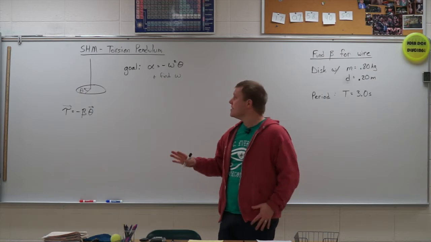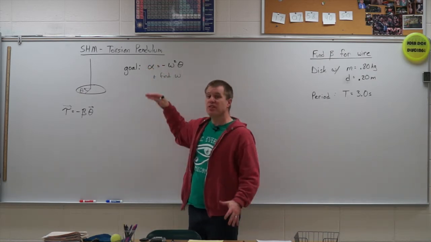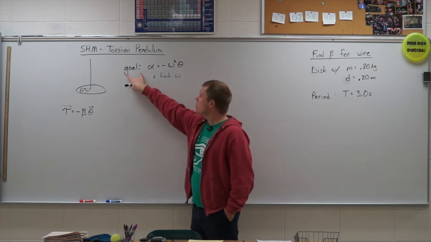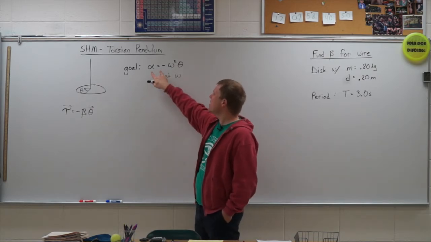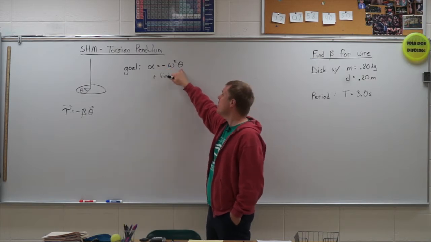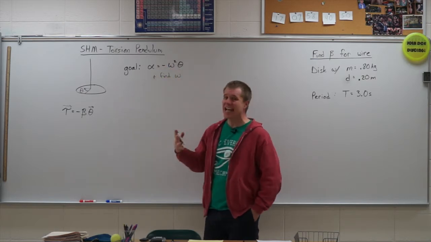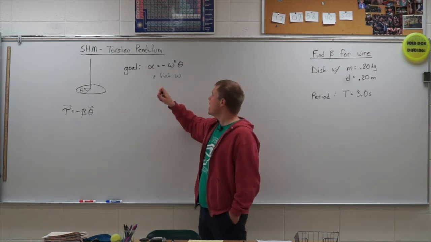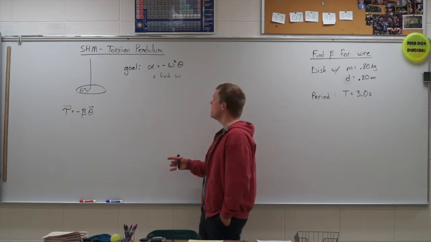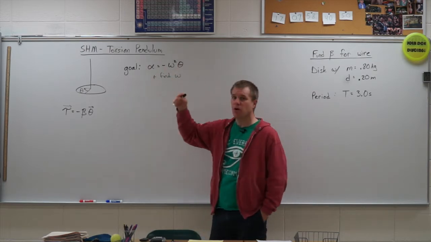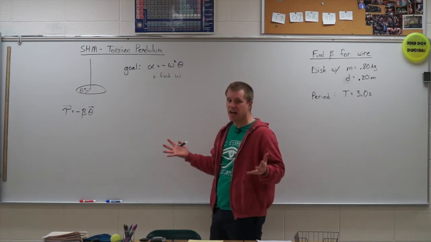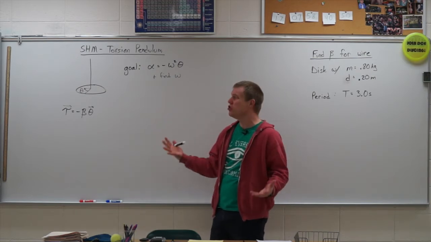All right, we are going to be looking at simple harmonic motion, specifically for the torsion pendulum. Our goal here is to create an equation of the form alpha is equal to negative omega squared theta, where omega is the angular frequency, alpha is the angular acceleration, and theta is the angular displacement. If you don't know why we want this form, go down in the description. There is a link to how to set up a simple harmonic motion problem in general.